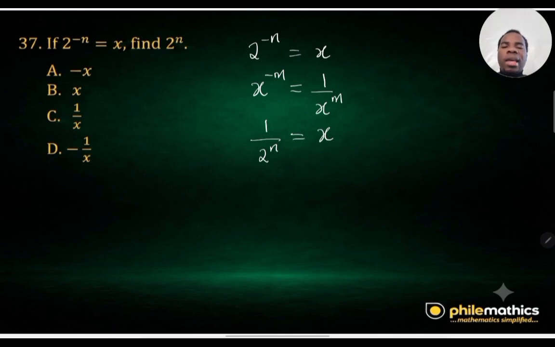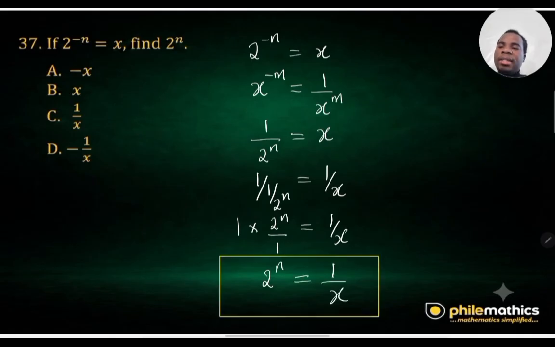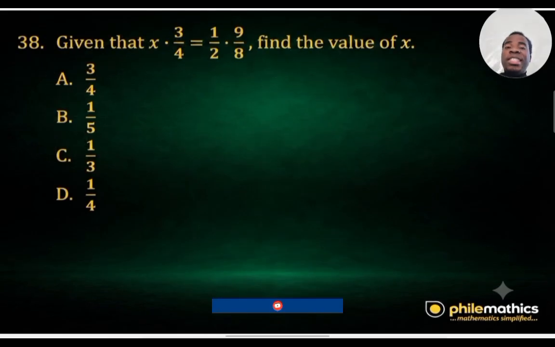At this point, I can easily invert both sides. Inverting both sides simply means taking the inverse of both sides. This is simply 1 over 1 over 2 to the power n equals 1 over x. 1 over 1 over 2 to the power n is 1 times 2 to the power n over 1, which is 1 over x. Therefore, 2 to the power n we are looking for is 1 over x, and that is C.